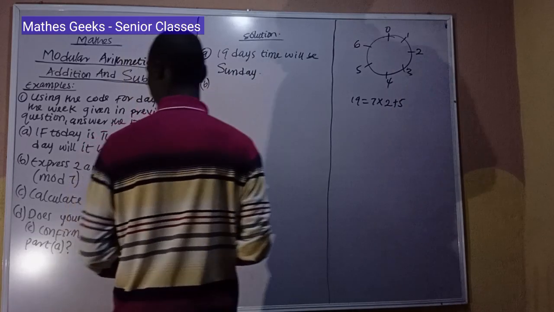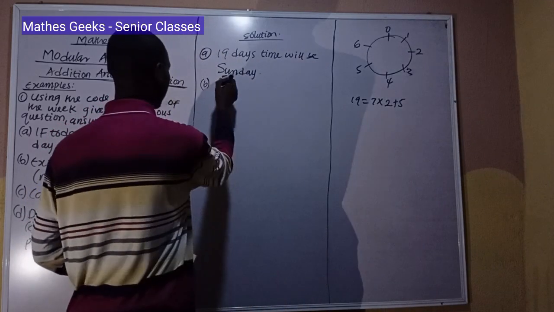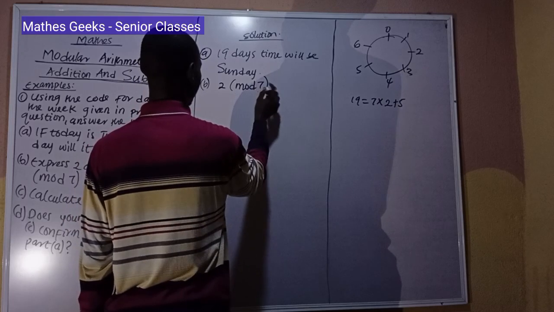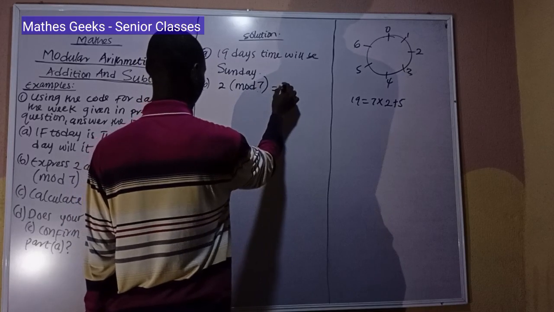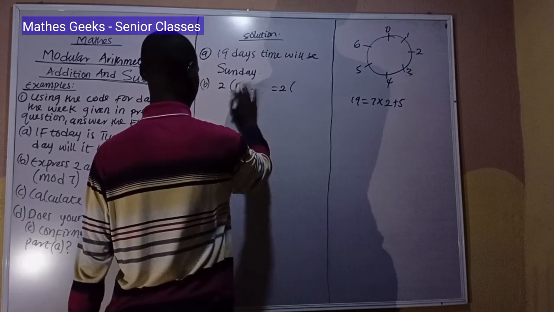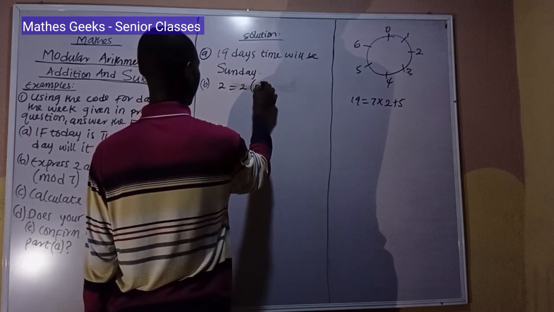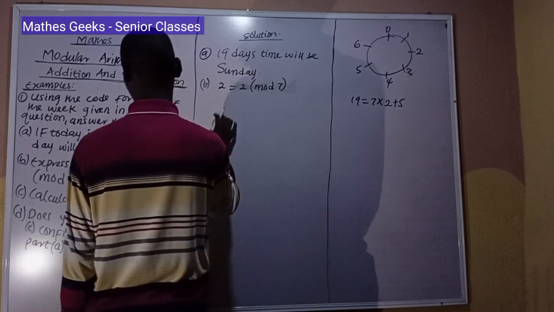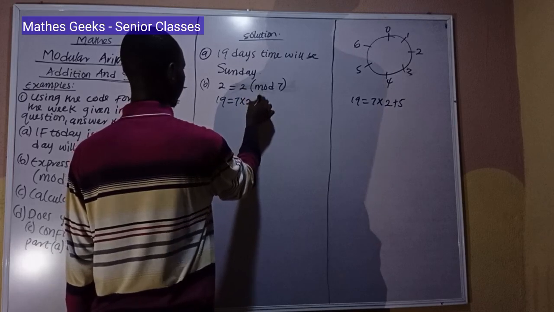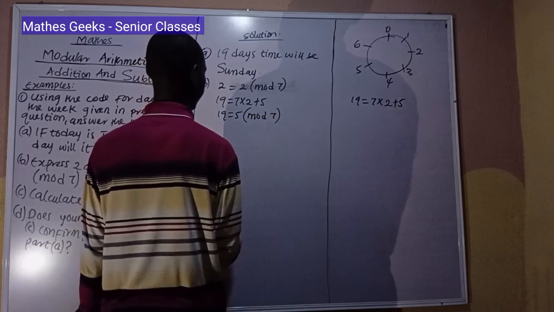This says express 2 and 19 as numbers mod 7. 2 as mod 7 is just 2. 2 is equal to 2 in mod 7, and that's the best way to write it. And then 19. 19 is equal to 7 times 2 plus 5. So 19 is equal to 5 in mod 7.